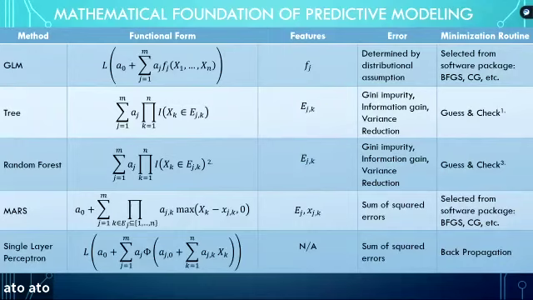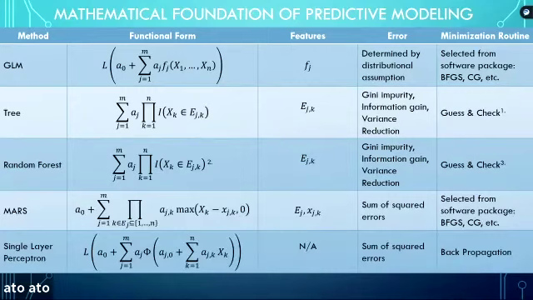There is some notion of an error that comes with each one of these things. With respect to GLMs, for instance, the error function that you are trying to minimize is determined by some distributional assumption you make. You say, I think that my quantity of interest conditioned on my predictor variables has this kind of distribution. That tells you your error function. And then there's a minimization routine.